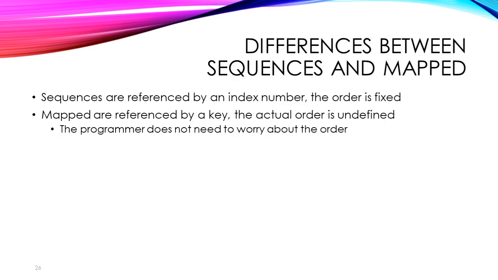So let's review the differences between sequenced and mapped. Sequenced are referenced by an index number, and the order is fixed. Mapped are referenced by a key, and the actual order is undefined. This means the programmer does not need to worry about that order. There are mapped structures in Python where the order is defined, but in our case, the dictionary is going to be good for what we need.